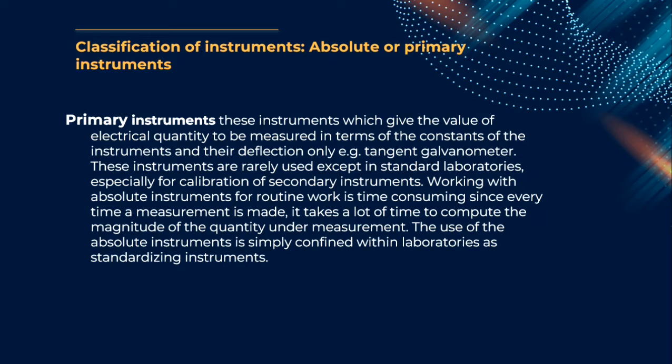Next is the primary instruments. These are instruments which give the value of the electrical quantity to be measured in terms of the constants of the instruments and their deflection, for example tangent galvanometers. These instruments are rarely used except in standard laboratories, especially for calibration.